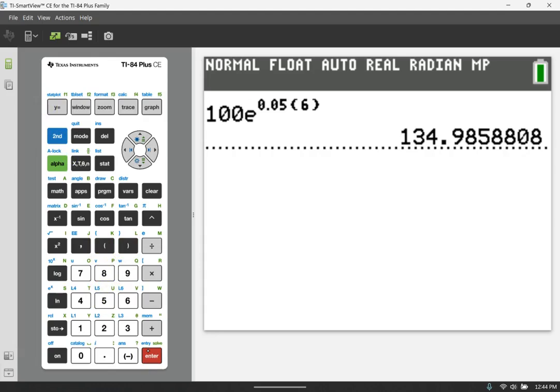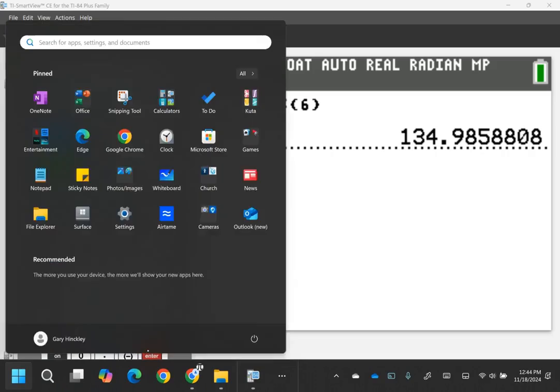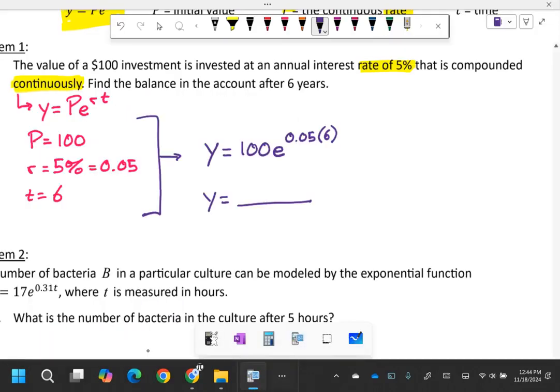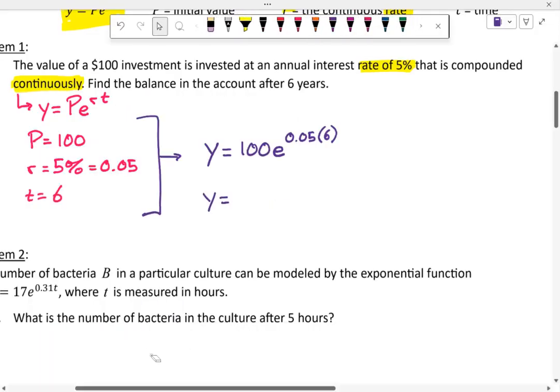So you guys should have got 134.985. Okay, now we're talking about money here. So how many decimal places do we want with money? 2, right? Because cents. So that'd be 99 cents. So 134 and 99 cents. $134.99.